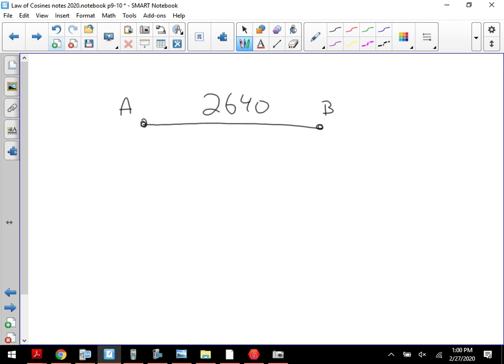Says they look out at a sailboat at point C. So where should I put point C? At the bottom. The way I drew it, I drew it at the bottom. Could you draw it above if you really wanted to? Would it be okay? Yeah. Sure. It then says the angle from A to C is what? 63. What's the angle from B to C?